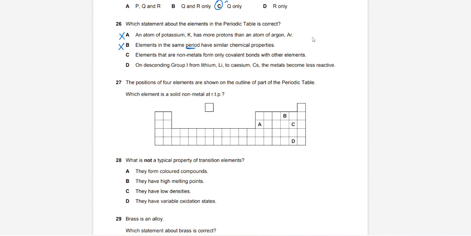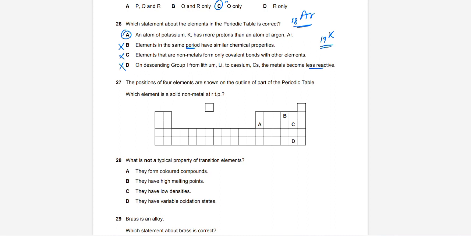Sorry, the first one is argon. Let's see. What's the answer? Argon has atomic number 18 and potassium has 19. So the number of protons is higher in potassium. It's okay. Do they form only covalent bonds? No, they form ionic bonds as well. Descending group 1, the metal becomes less reactive? No, reactivity increases due to the increase in size. It becomes easy for the metals to release electrons, and this way the reactivity increases instead of decreasing. Option A is correct. Argon has 18 protons, potassium has 19 protons.